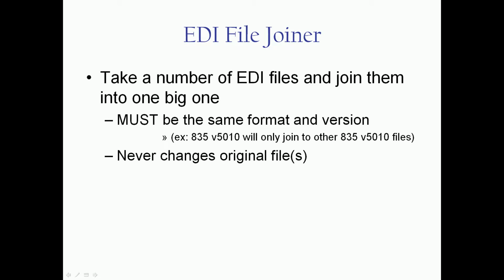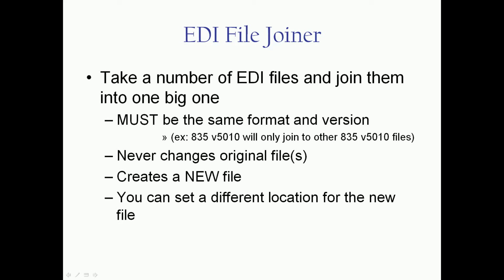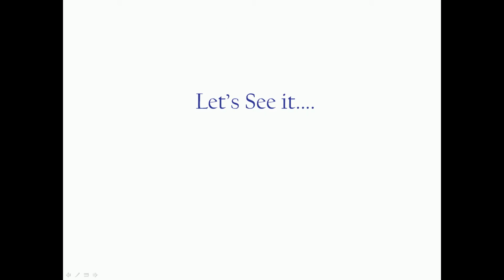A couple of rules that all of the tools in the toolbox follow whenever we do editing or data creation. We never change your original file. It's always kept intact. So when we do editing and changes, we actually create a copy or a new file. And we always give you the option, and we do recommend it, that you put the new copy in a different location. So you can always keep your original files separate from your new files. So let's take a quick run through it.